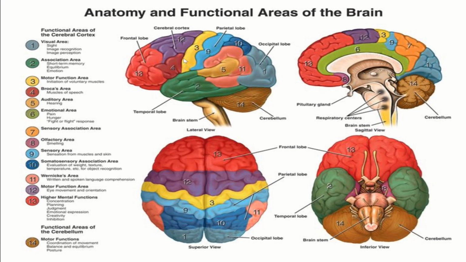I do want to draw your attention to number 4 and number 11. 4 is Broca's area. This is where we produce speech.